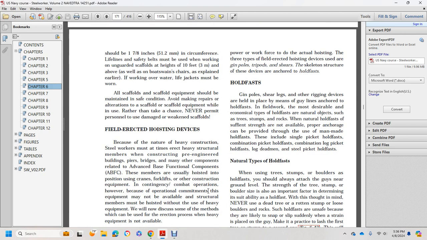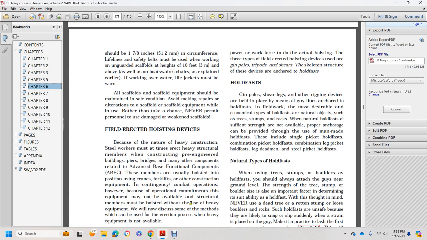Field erected hoisting devices. Because of the nature of the heavy work, the construction steelworker must erect heavier structural members to construct pre-engineered buildings, piers, bridges, and many other components. Members are usually hoisted into position with a crane, forklifts, and other construction equipment. In contingency and combat operations, however, because of operational commitments, the equipment may not be available.